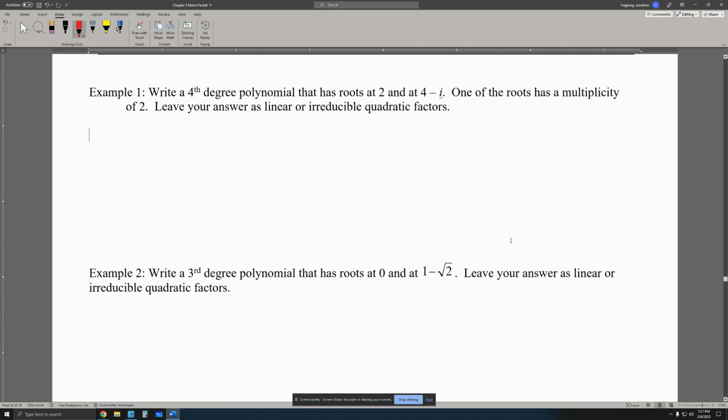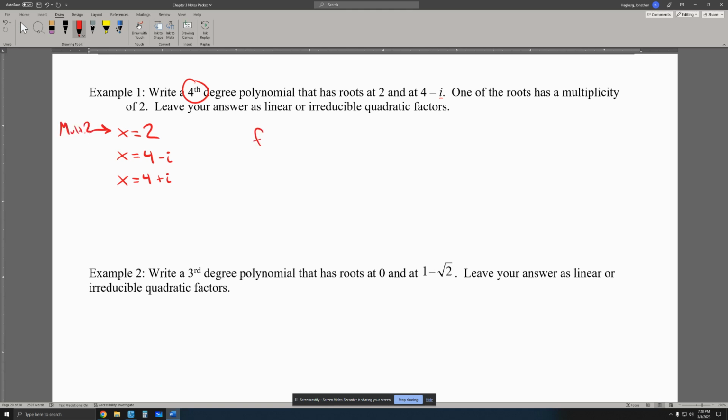Example 1: write a fourth degree polynomial that has roots at 2 and at 4 minus i, where one of the roots has multiplicity 2. Leave your answer as a linear or irreducible quadratic factor. Okay, so we know that this is fourth degree. We also know that we have a root at x equals 2. We've got another root at x equals 4 minus i. Because of this, we've got a complex root. I know that its complex conjugate, 4 plus i, is also a root. Because each of these complex roots has multiplicity 1, and we know that one of the roots has multiplicity 2, that tells me that the root at x equals 2 has multiplicity 2.